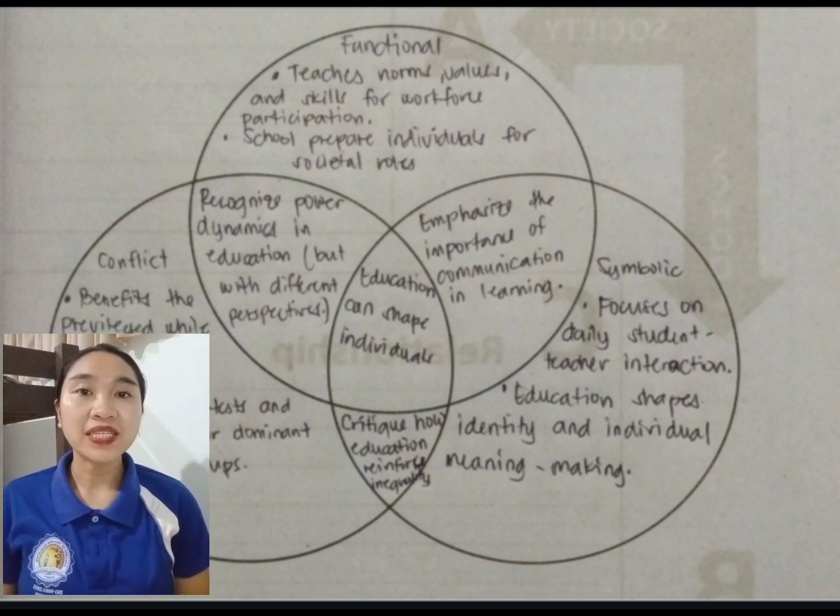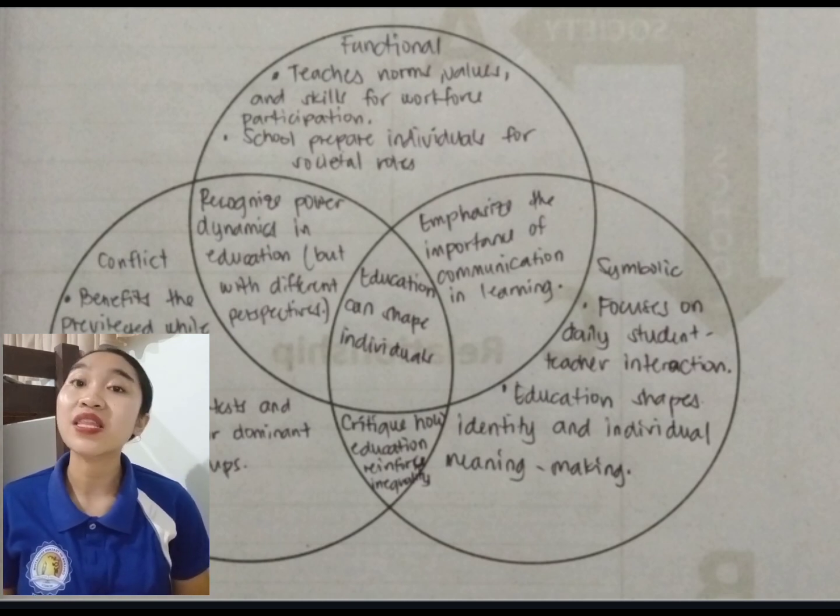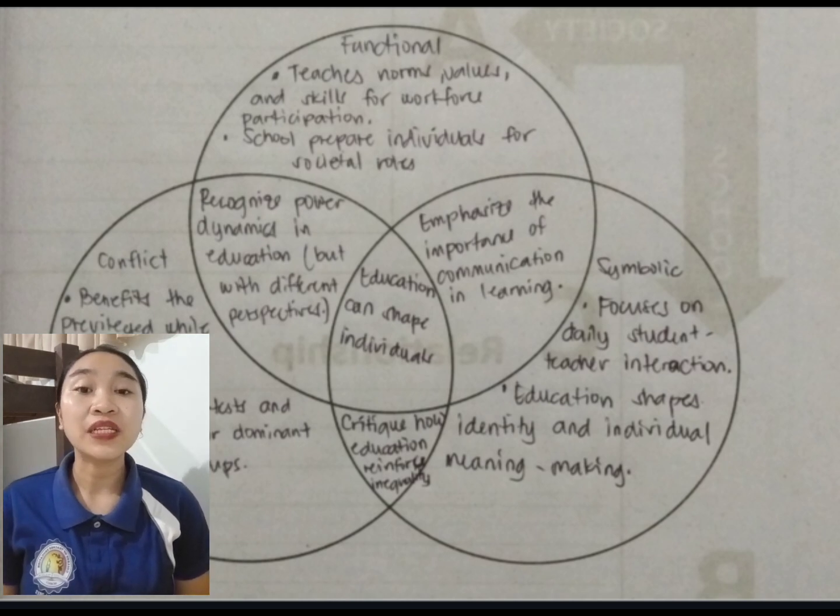Education shapes identity and meaning through everyday interactions. This perspective focuses on micro level interactions such as teachers' expectations, student labels, and classroom behavior. It highlights how individuals' experiences within the education system affect self perception and future opportunities. For example, a student whom a teacher labels as gifted may develop confidence and excel, while a student labeled as a troublemaker may struggle academically.